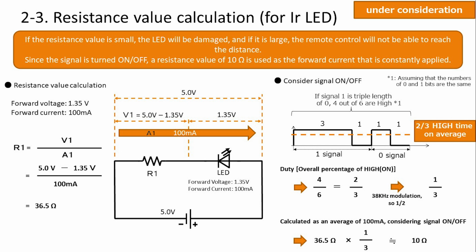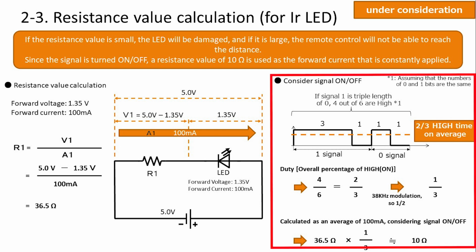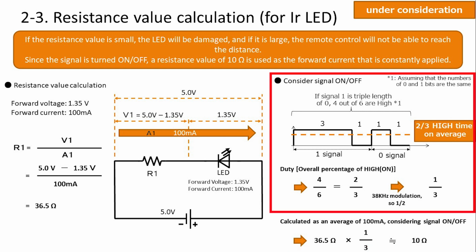But we did not fly as transmission distance of remote control thought. Since the LED is not always lit, but is turned on and off, consider the duty and set the average to 100 milliamperes. Since it is duty, we will calculate the ratio of on time and off time. If the on time of 1 is 3 times that of 0, and the number of bits of 0, 1 is the same, the duty is 2/3.